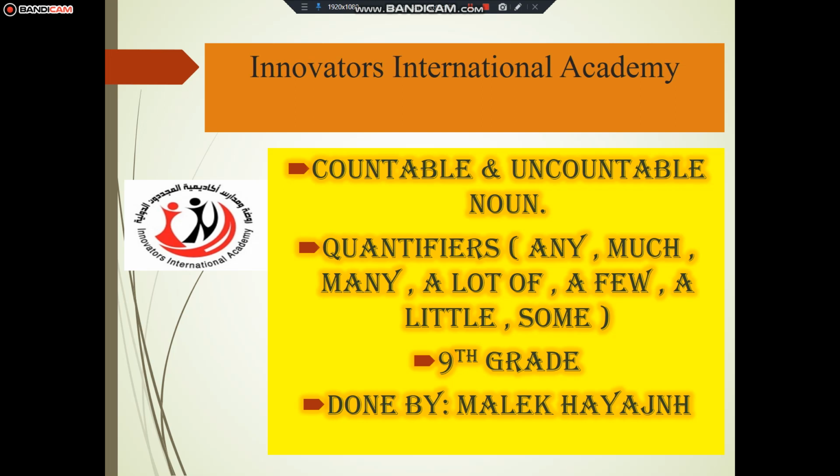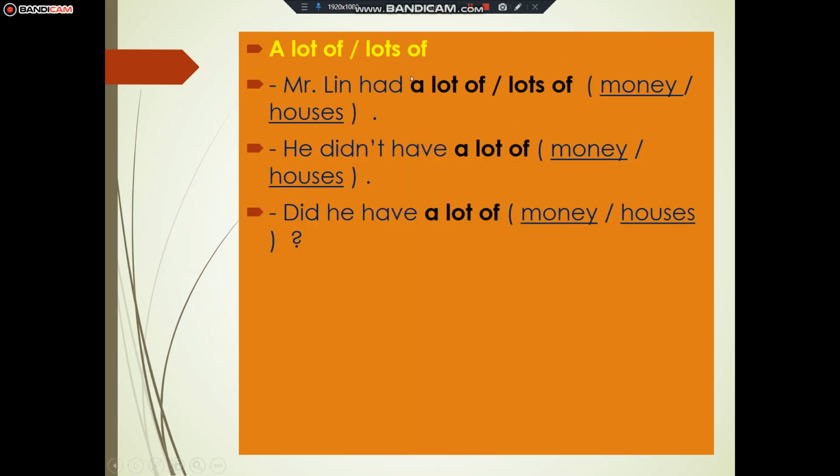Okay? Now guys, what about quantifiers? The quantifiers are any, much, many, a lot of, a few, a little, and some. Okay, number one, guys, we have a lot of or lots of. You have to know that we use a lot of to talk about large quantities of both plural countable and uncountable nouns. So we use a lot of with a plural countable noun and with an uncountable noun to talk about large quantities.